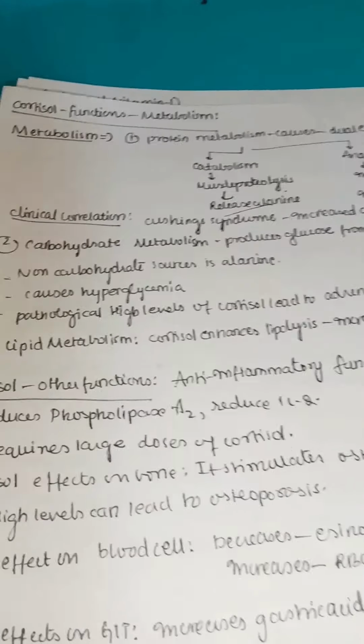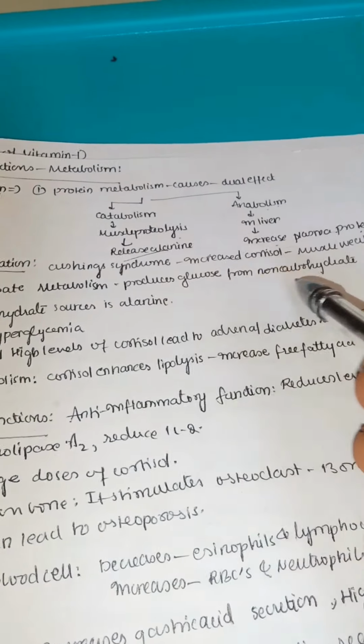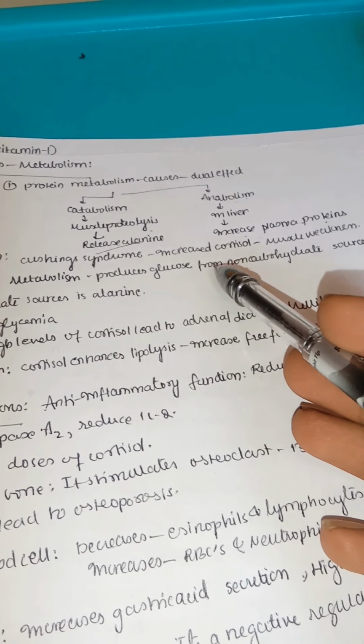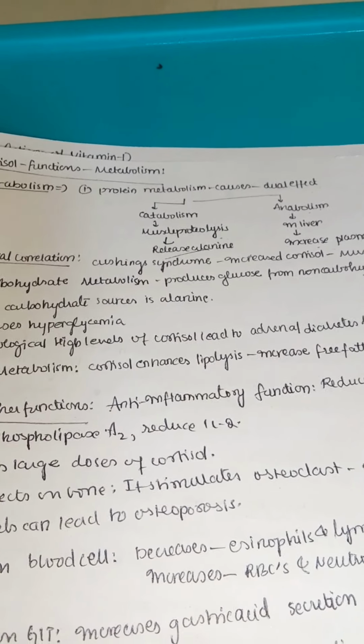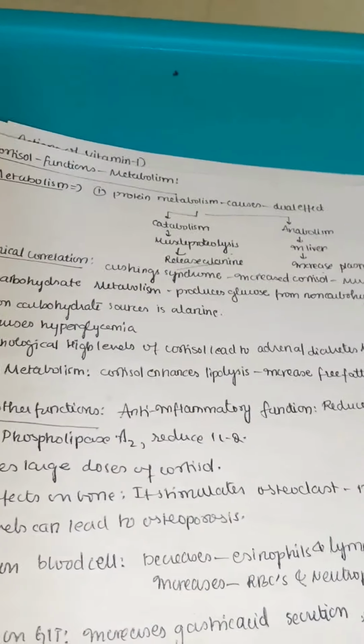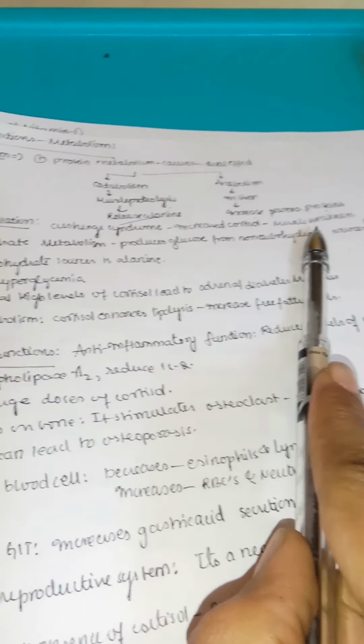Next, what is a clinical correlation is Cushing syndrome. So what is Cushing syndrome? Here actually there is increased level of cortisol. So the person will have muscle weakness. Of course, why? Because cortisol will lead to proteolysis of muscle protein. So Cushing syndrome is associated with muscle weakness.